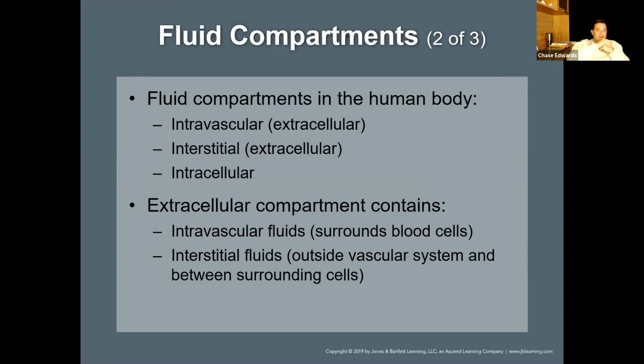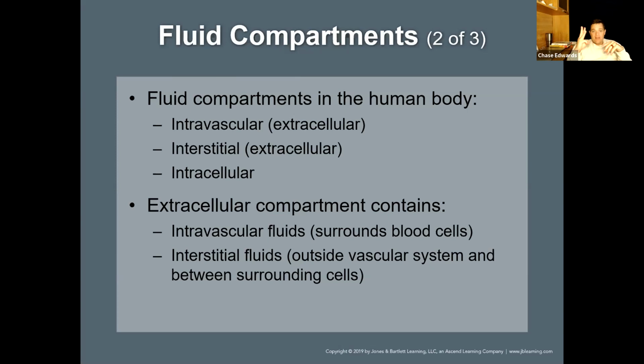All right, so the extracellular component is broken down into two sub areas. You've got intravascular water, the portion of the circulatory system surrounding the blood cells. You've got interstitial water, outside the vascular system and between the surrounding cells. It acts as a buffer between the other compartments.